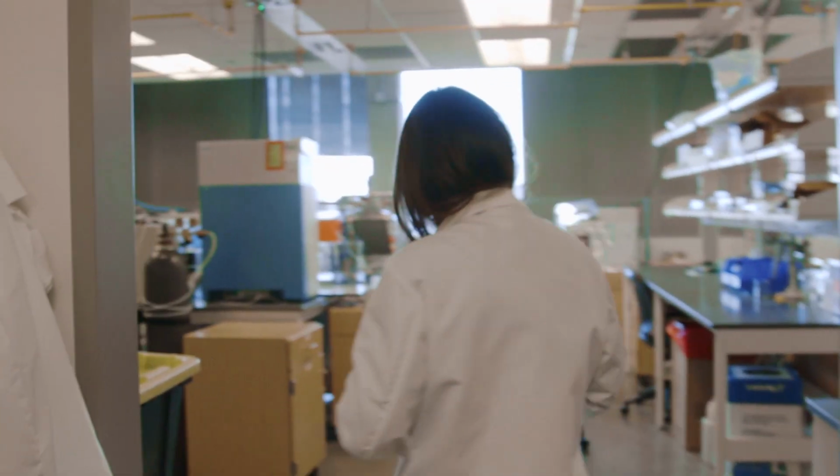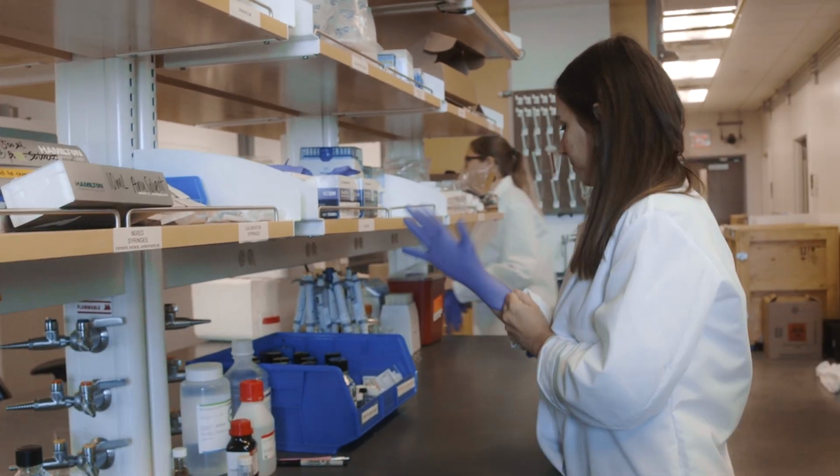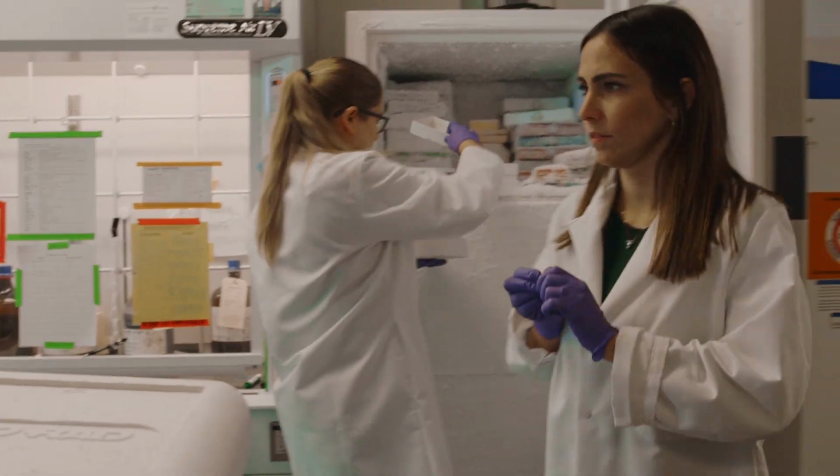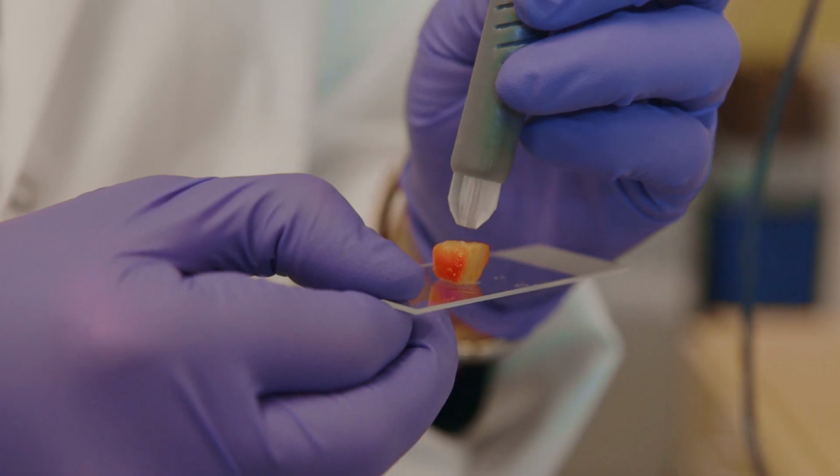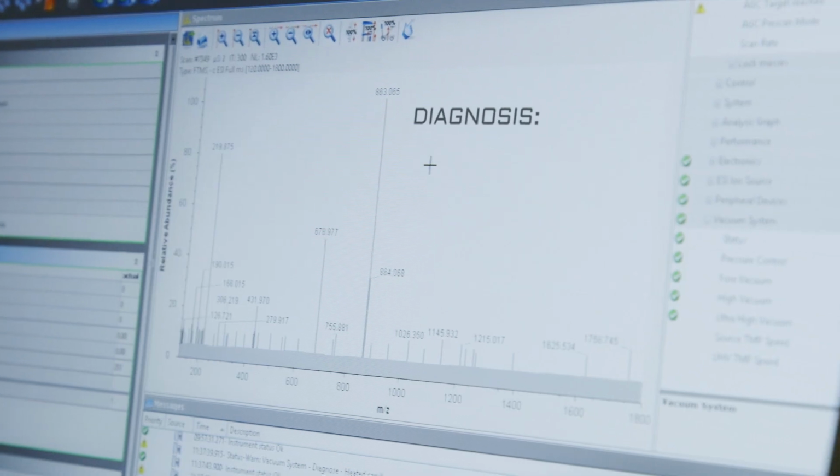Every single person knows someone that's been affected by cancer. At the same time, I feel very excited and passionate about trying to develop new technologies that can help these patients.